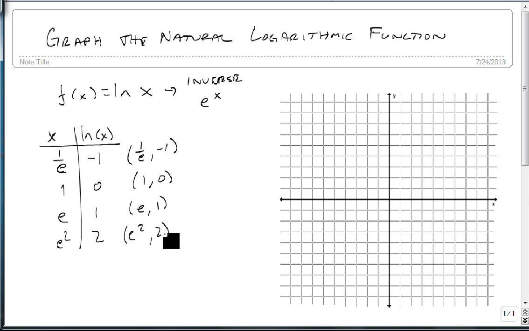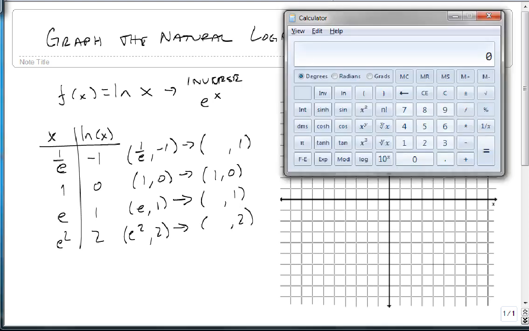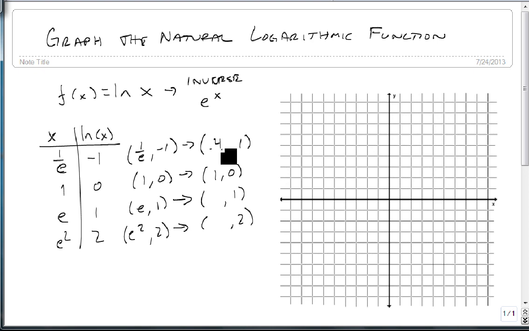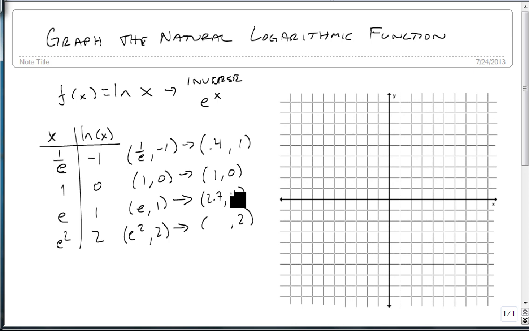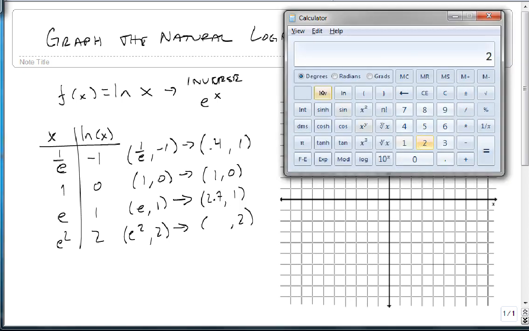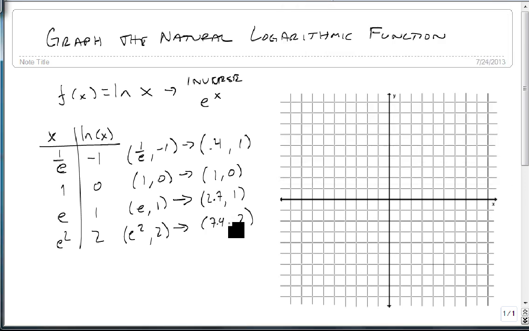And so again, we're going to approximate these, but we're going to turn them into decimals, rounded to 1 decimal point. So we get out our calculator, and we're going to use our e button again. We're going to go -1 e to the x, and round it to 1 decimal place, which gives us 0.4. And that should look familiar if you remember the last video, where we graphed e to the x. And e to the 1 is 2.7. And e squared is 7.4. So these are the 3 points that we're going to graph.